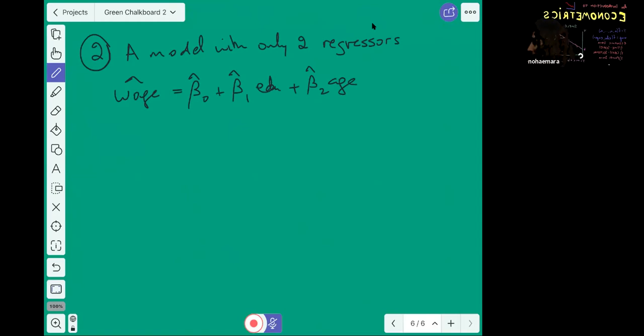Now I want to check the joint statistical significance, how important these two are together. So my null hypothesis would be, just for only 2, whether beta 1 is equal to beta 2 is equal to 0. And the alternative is whether one of them is not statistically significant.